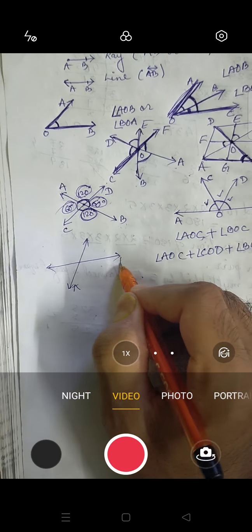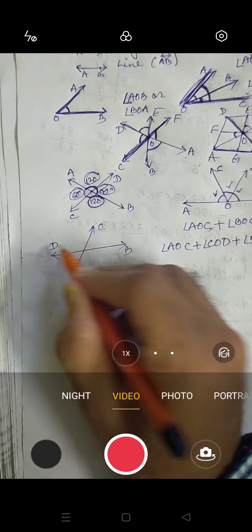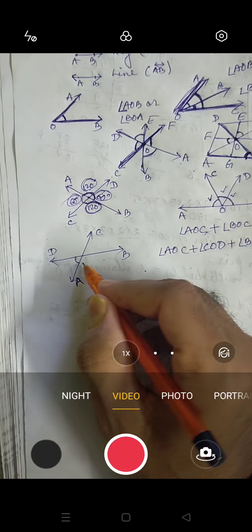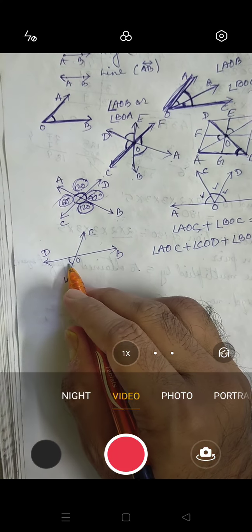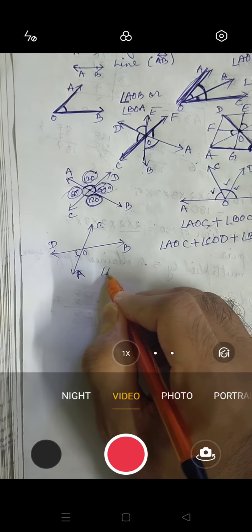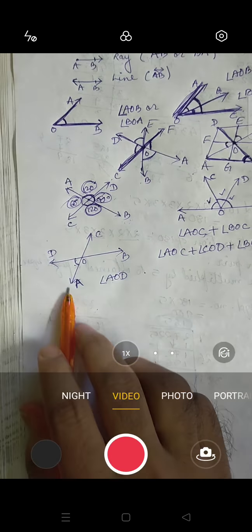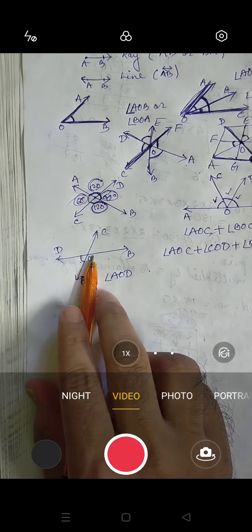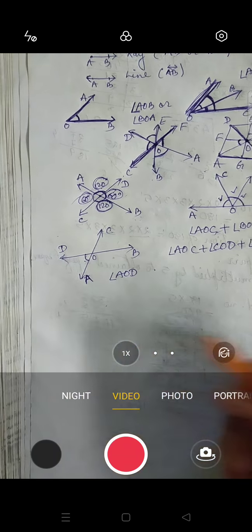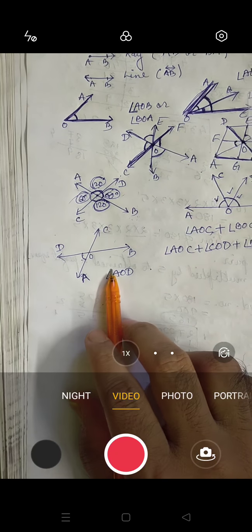A, B, C, D. So I am talking about this angle. This is O. So the name of this angle will be what? You can think of your own: angle AOD. You can say angle AOD or angle DOA. Don't forget to write angle. If you forget to write angle, AOD can be anything. Okay. So be careful to write angles.